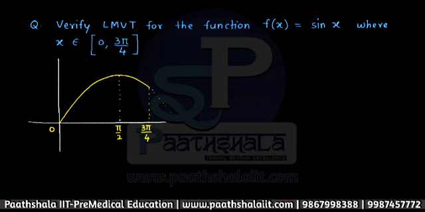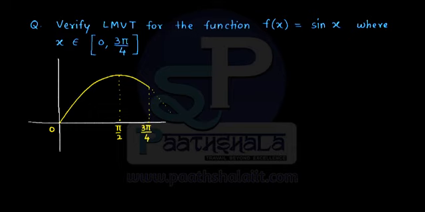Now within this, let us mark off the two endpoints. One is at 0 and the other point is at 3 pi by 4. So we draw the line joining the two endpoints. Now as per the LMVT, we have to find one point within the interval 0 to 3 pi by 4 where the tangent drawn is parallel to the line joining these endpoints.